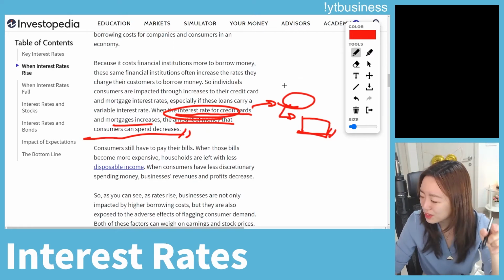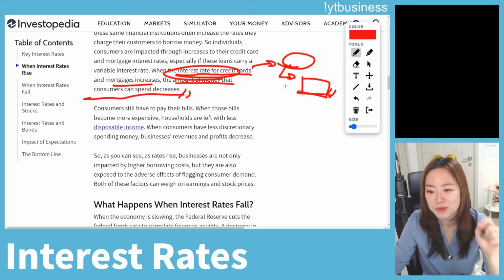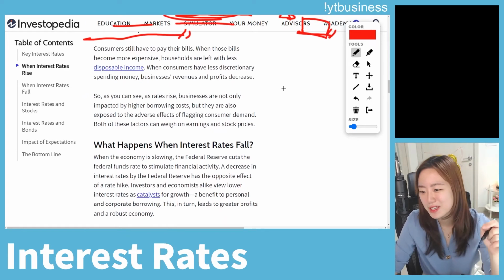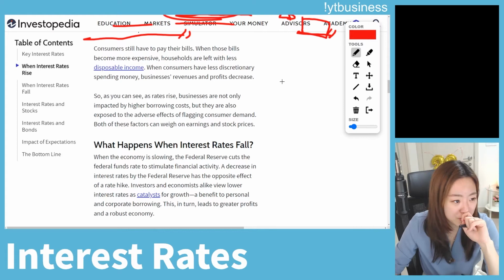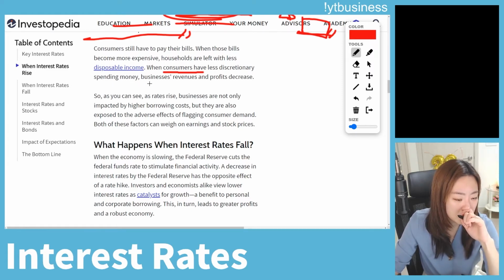It's so confusing. Don't you think this is confusing? I bet there's an easier way people explain this. This is why we need to figure out how well they're saying this, for people like me who can't understand this, who look so lost, right? Now, moving on, consumers still have to pay their bills. When those bills become more expensive, households are left with less disposable income. When consumers have less discretionary spending money, businesses' revenues and profit decrease.